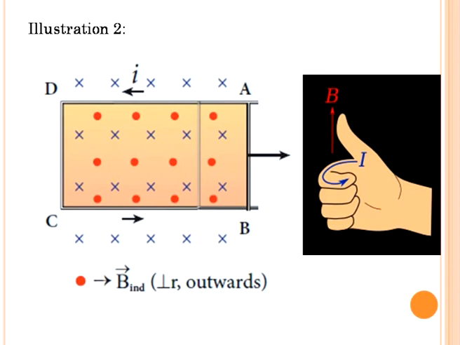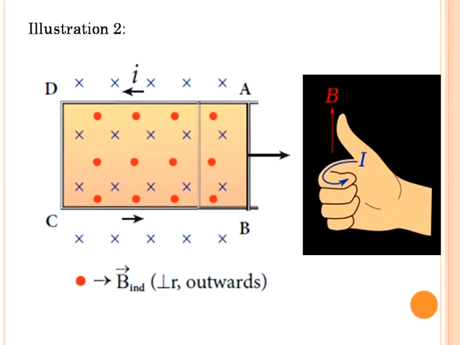And in illustration 2, let us see what happens if the conductor AB is moving towards right, and the existing magnetic field is B, which is inward. If the conductor AB moves towards right, what about the magnetic flux linked with the closed conductor? That will increase because the area increases. When AB moves towards right, the area enclosed by the conductor increases, and therefore the magnetic flux also increases.